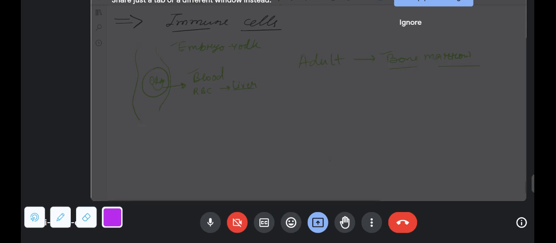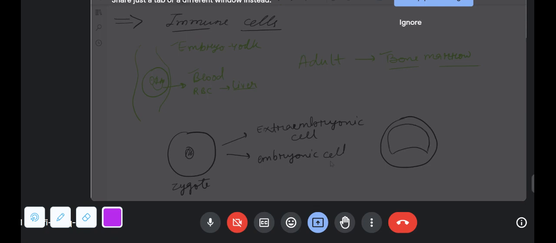Before going to this topic, I will tell you something important. Suppose this is a zygote, and this zygote can give rise to two types of origin. It can give embryonic cells, or it can give extra embryonic cells. So what are extra embryonic cells? If this is the inner cell mass, the cells outside this, the outer cells, are the trophoblast.